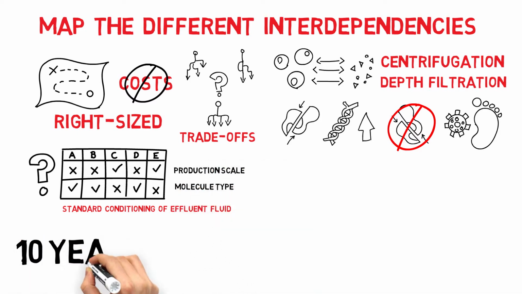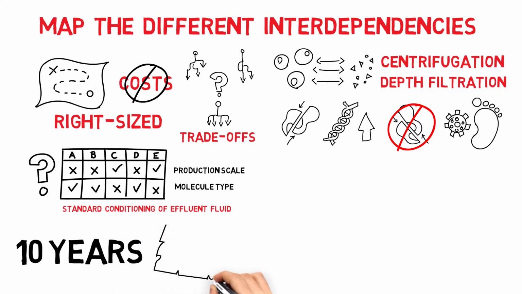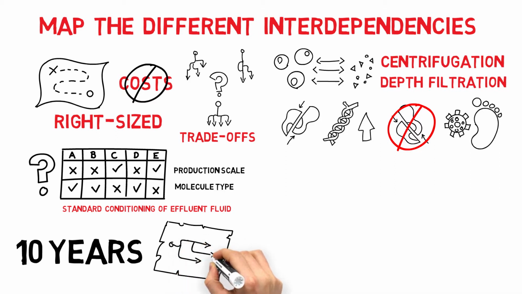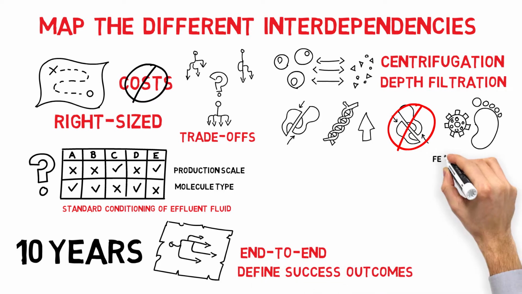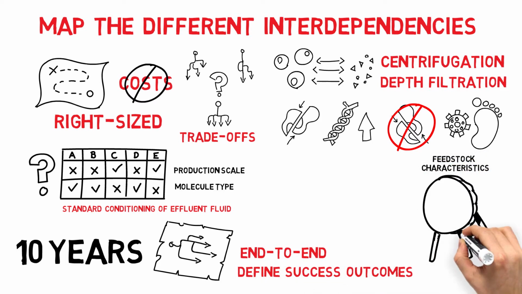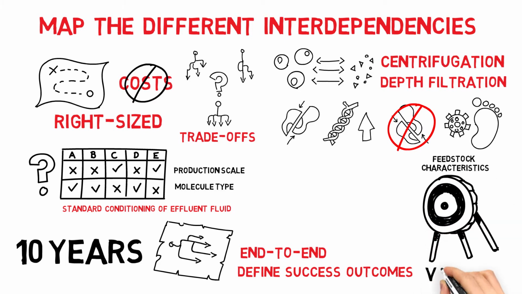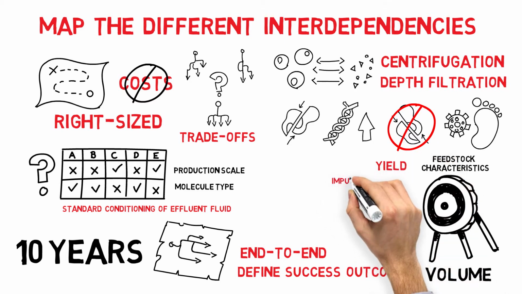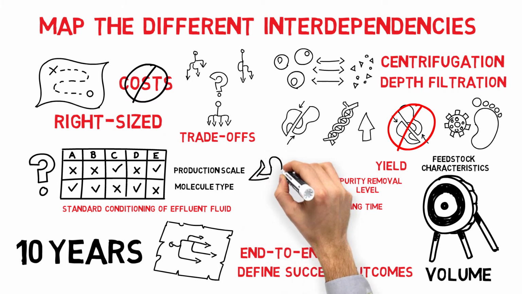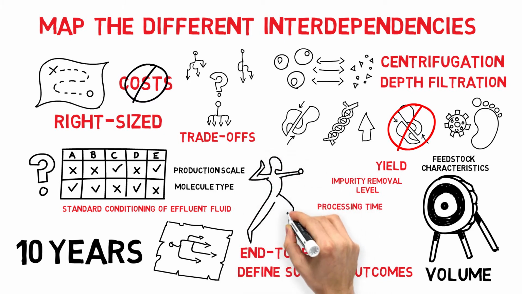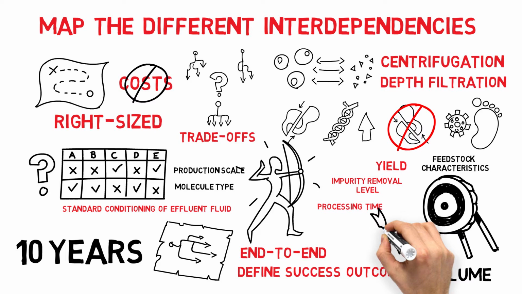Over the last 10 years, many biopharmaceutical companies have attempted to address challenges in harvest and clarification by taking a proactive approach to map end-to-end workflows and tightly define success outcomes. Many companies generate detailed feedstock characteristics, like nature of protein, and volume, like filter capacity targets, to set goals on yield, impurity removal level, and processing time. But even with these clear targets, there may be technological barriers to overcome for these solutions to work.